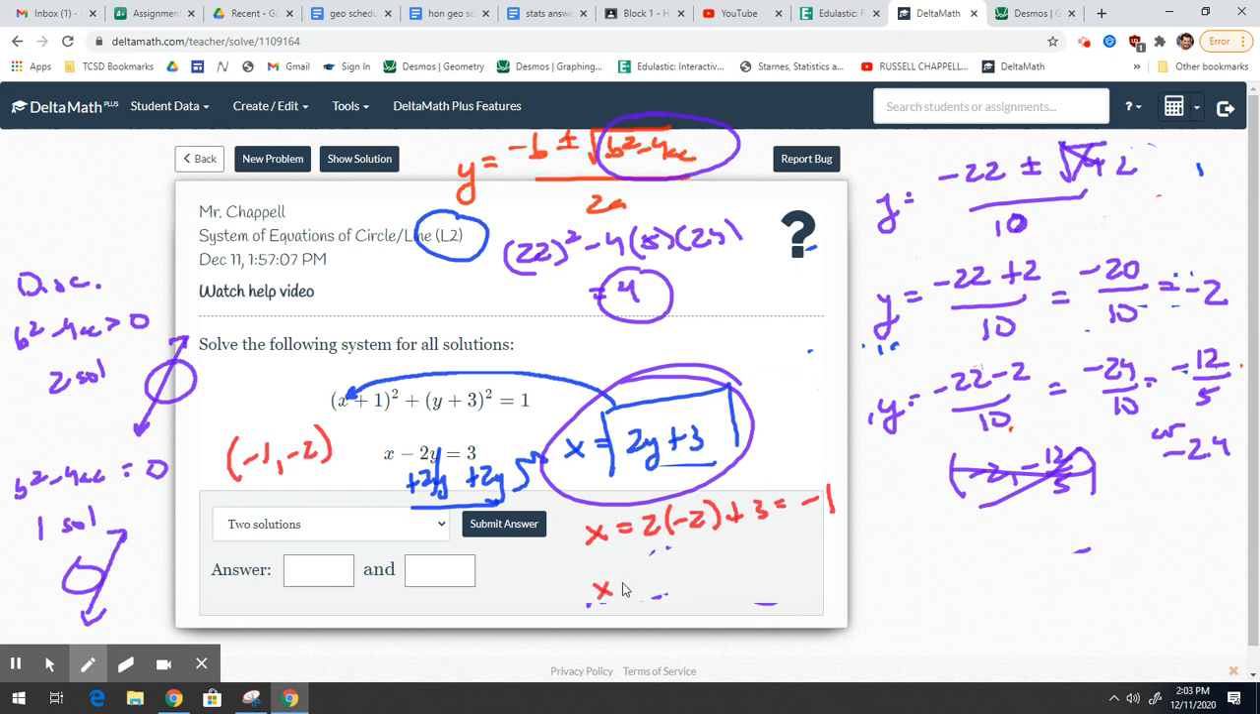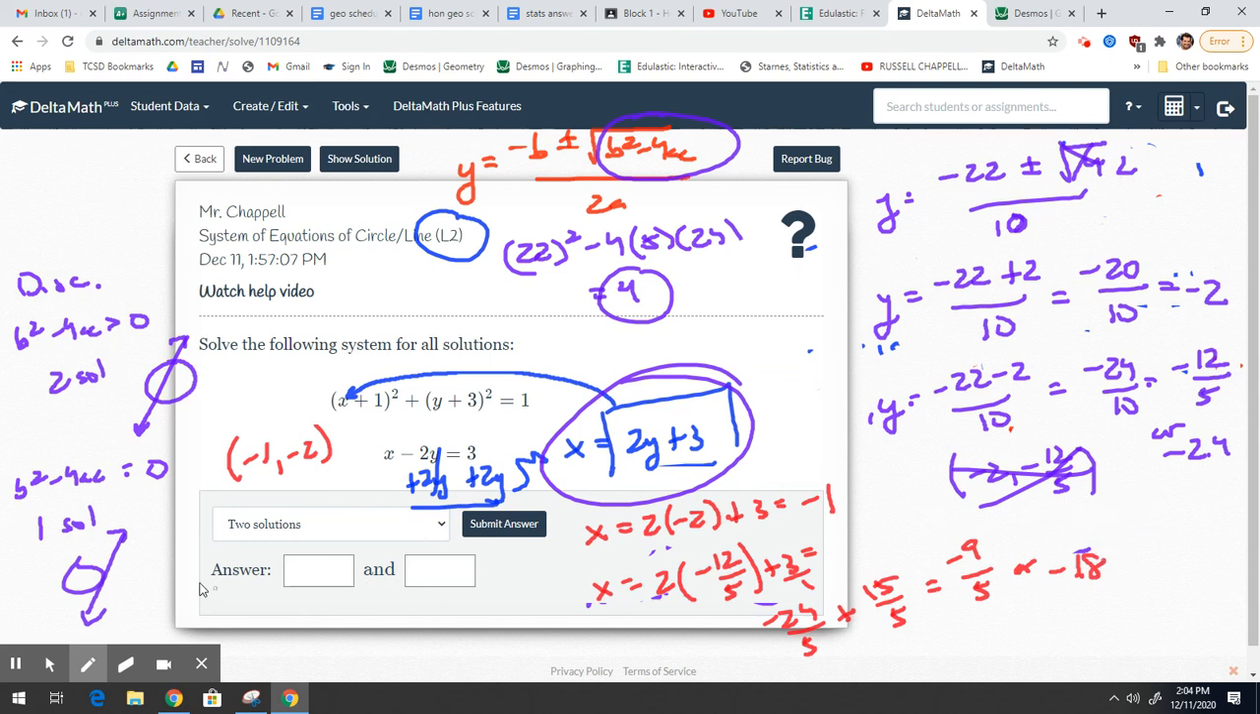The other one, x equals, again, we're going to do 2 times, you can do the fraction or the decimal. I'm going to do the fraction, negative 12 fifths plus 3. So that's negative 24 fifths. 3 over 1 can be made into 15 over 5 by multiplying the top and bottom by 5. And I do that to get a common denominator. And now negative 24 plus 15 is negative 9 over 5. So it's negative 9 fifths or negative 1.8 if you did the decimal.